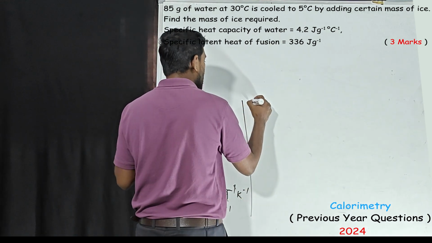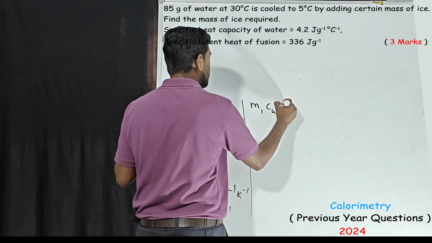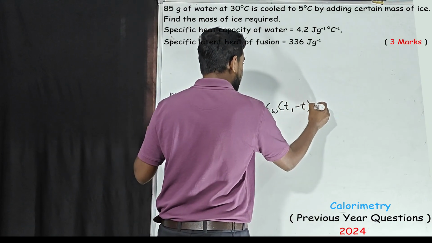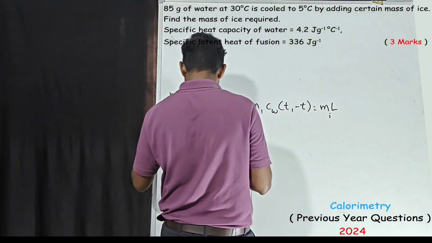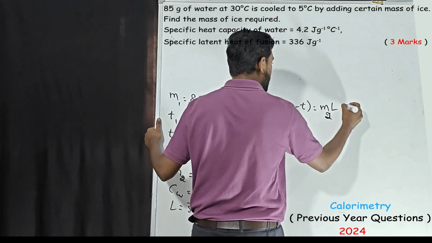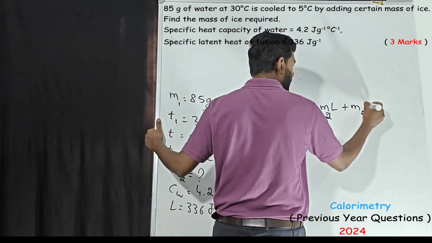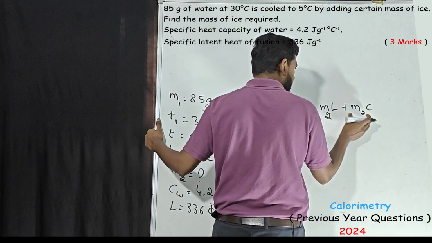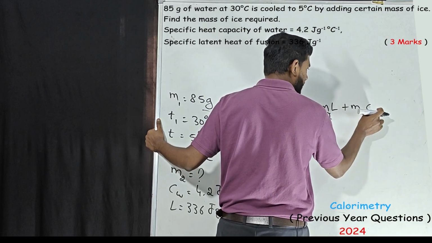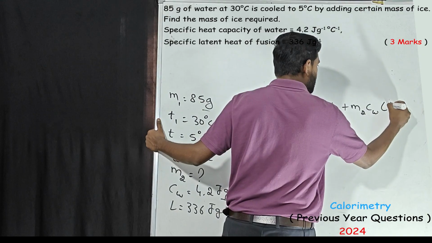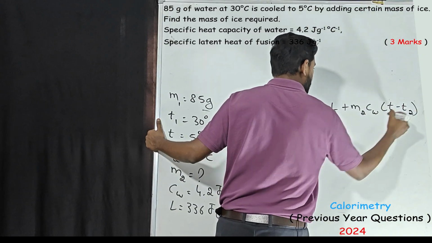What is the formula? M1 CW (T1 minus T) is equal to mL plus mCW (T minus T2). M is nothing but the mass of ice, that is M2. This ice will melt, right? Once ice is melted, the same mass will be converted into water. That is why the specific heat capacity of water, and this is T minus T2.